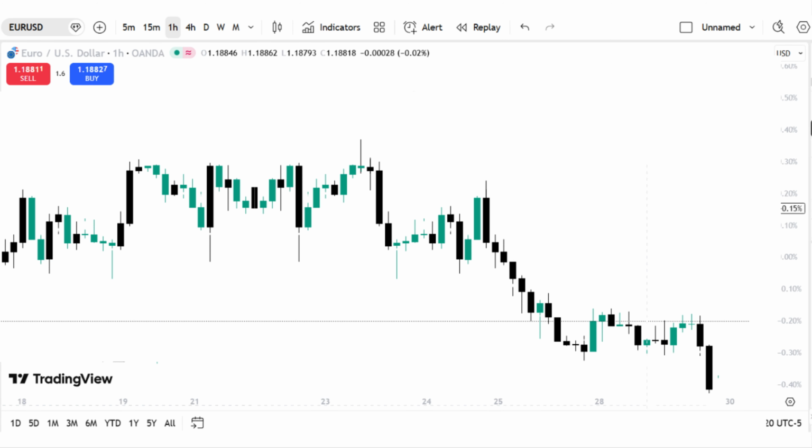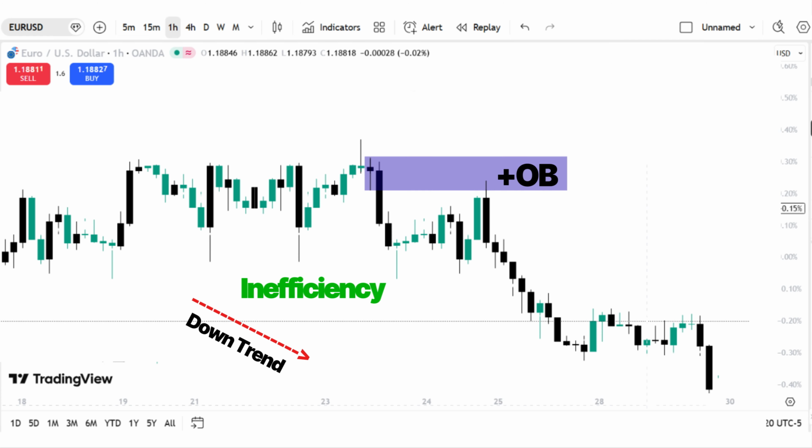Now, take a look at this bearish example on the euro-dollar 1-hour time frame. We can clearly see a strong downtrend. We identify this order block that generated a clean inefficiency and a break of structure. But what makes this order block especially interesting is that the beginning of this move is a liquidity grab. Therefore, this represents a +1 trading opportunity.